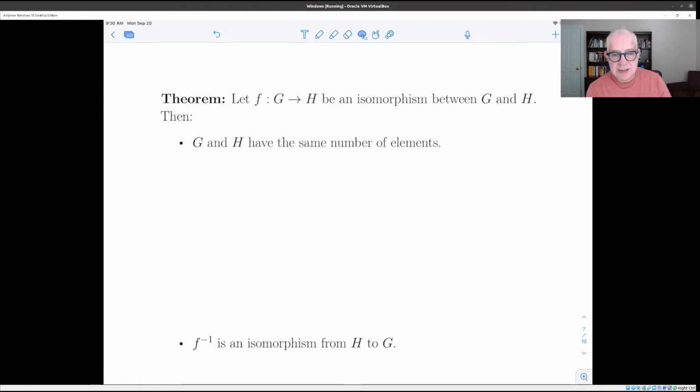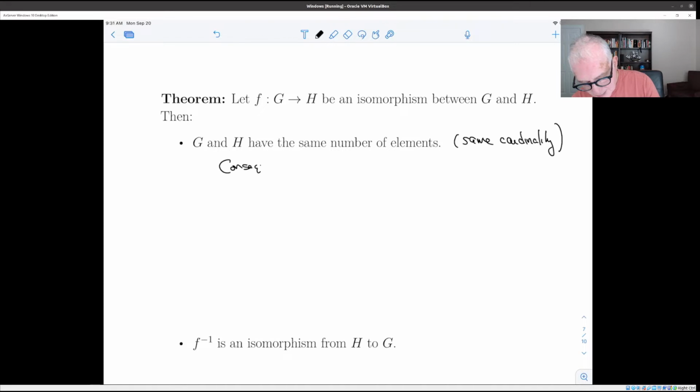The first property is just a consequence of the fact that F is a bijective map, and that is that G and H have the same number of elements, or if you like, the same cardinality. If you talked about infinite sets in Math 2710, then you know that two sets have the same cardinality if they have a bijection between them. So this is almost just the definition. In the case of G and H being finite, then if you have a one-to-one correspondence between two sets and they're both finite, then they have the same number of elements. So this is just a consequence of F being bijective.